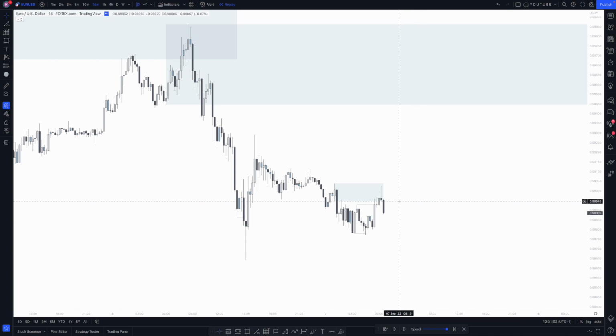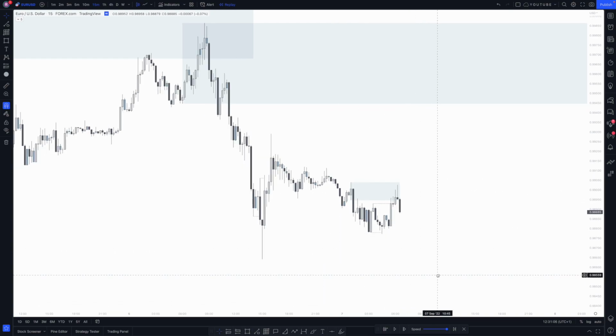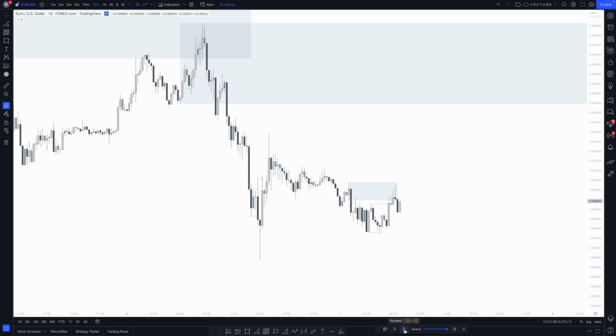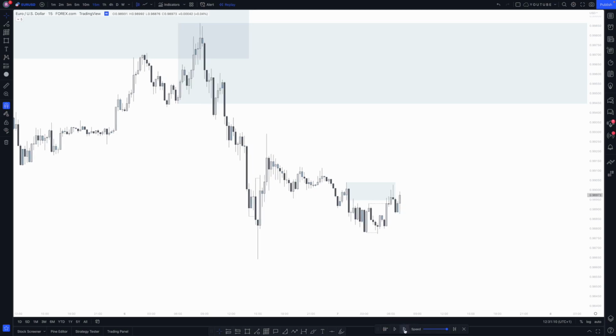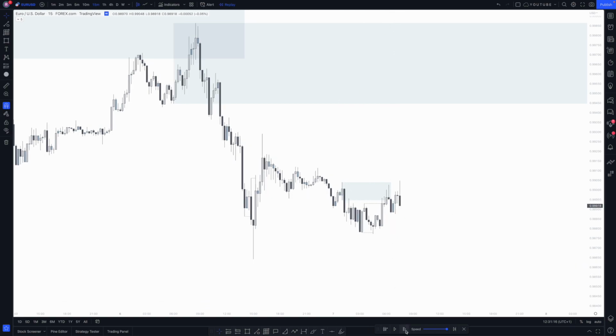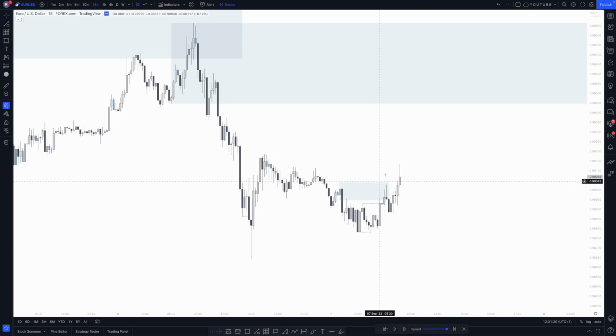So that is what I was seeing, and I was just waiting patiently to see what was going to happen to price. As you can see, we do get a reaction to this supply, showing us that there are orders within there, and then we come lower, and eventually we do take out that supply zone, and then we do continue with quite a bit of momentum.